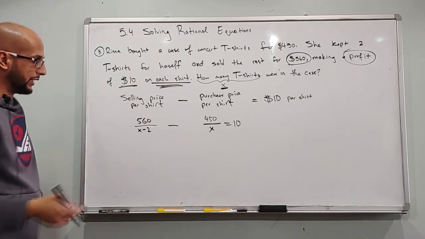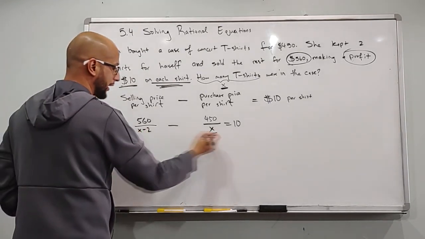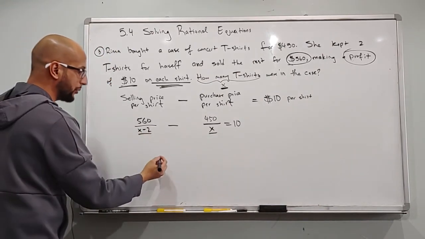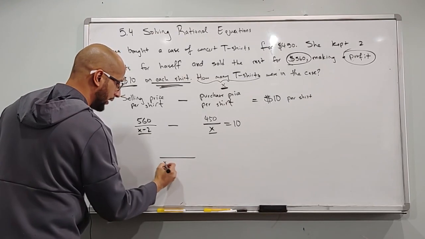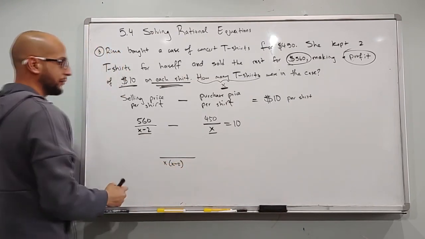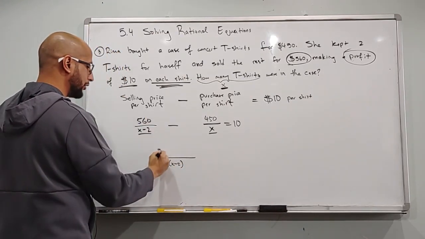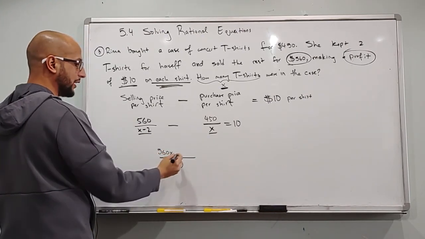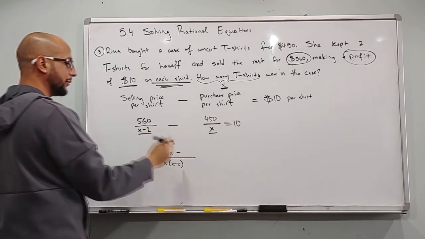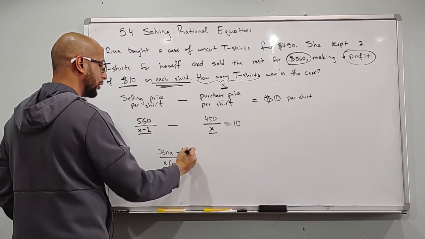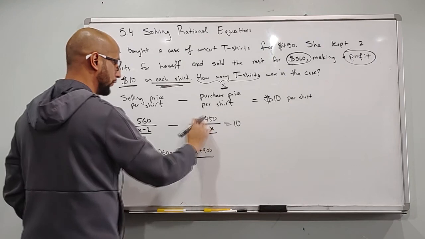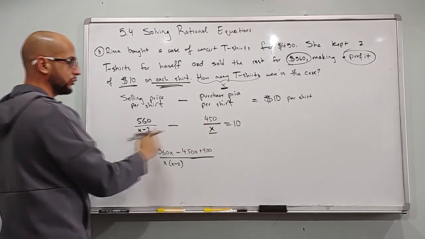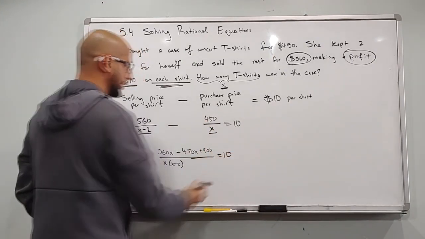All right, and that's when we get into a common denominator. The common denominator would be X times X minus 2. So when we have X multiplied by 560, it would be 560X minus 450 times X minus 2. That would be 450X minus 900, right? 450 times X, 450 times 2, and that's equal to $10.